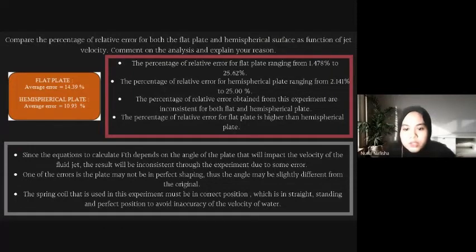So one of the errors is the plate may not be in perfect shaping, and thus the angle may be slightly different from the original. Other than that, the spring coil that is used in this experiment must be in correct position, which is straight, standing and perfect position to avoid inaccuracy of the velocity of water.